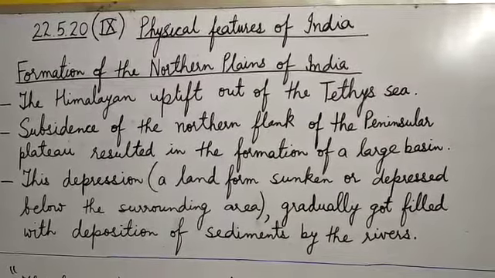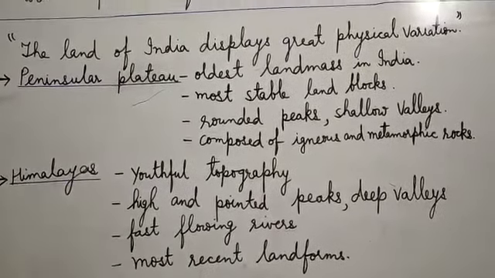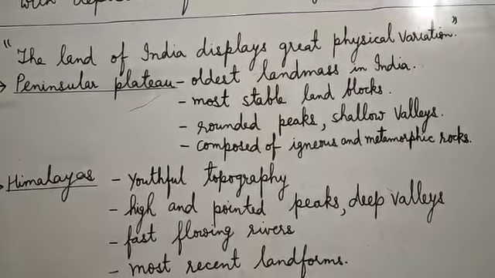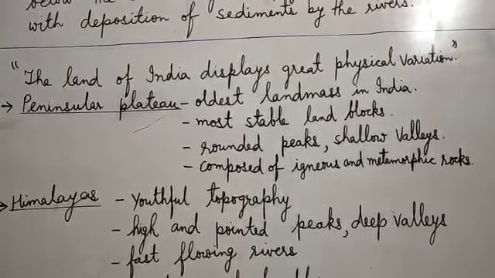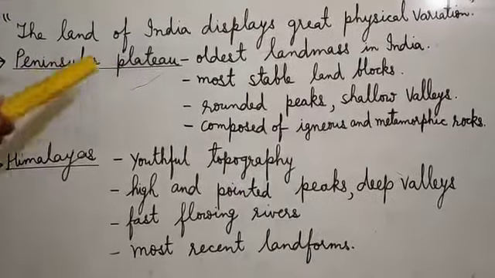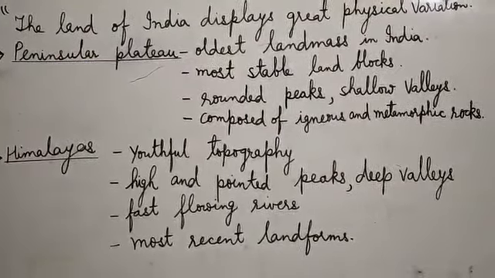Okay, students, now the land of India displays great physical variation. So how does the land of India display great physical variation? For that we have to look at the different physical features of India and how they are different from each other. So let us see first of all the southern area, southern India.